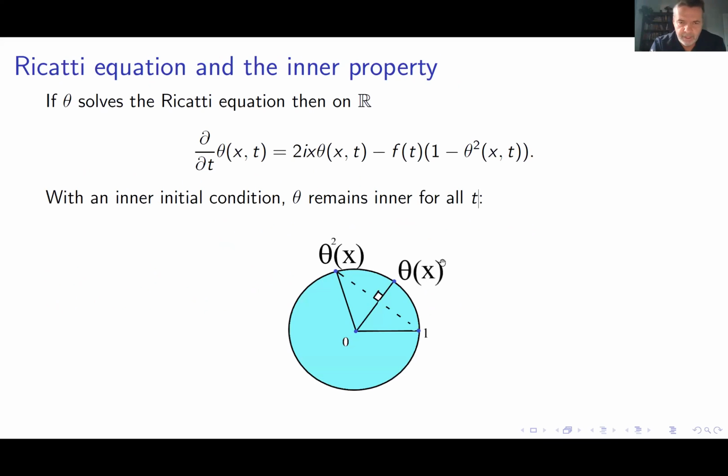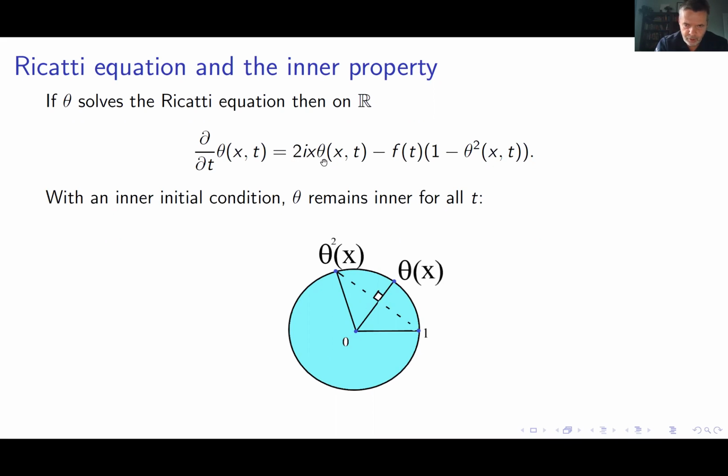Moreover, if you start with an inner initial condition, then all solutions will stay inner. And this is fun to see from this equation why this inner property will hold. And here is a quick illustration of this property. So in the left-hand side, we have the rate of change of the value of theta. And we are considering this equation now on the real line to see if the function will stay unimodular on the real line. And now what do we have on the right-hand side?